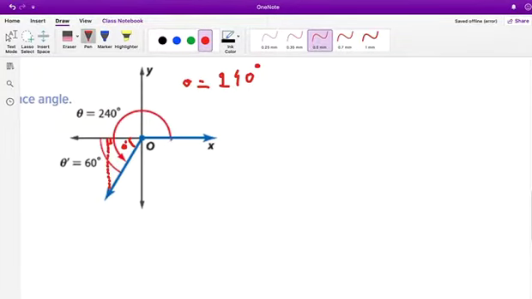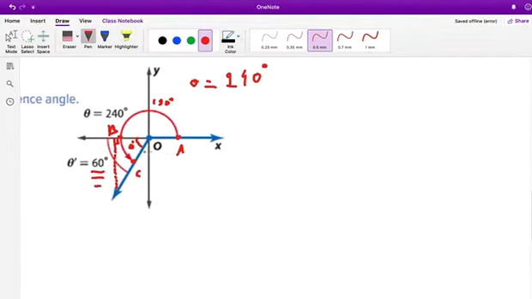As we said before, this total angle is 240. From this point, let's name it A, to this point B, and let's name this point C. From point A to point B, we reach 180 degrees. Then from point B to point C, we reach 240, the total, minus 180 degrees, which is 60 degrees. Okay, guys? So this is the reference angle.